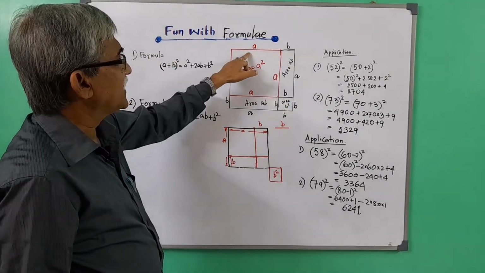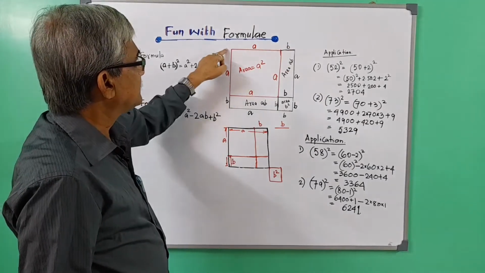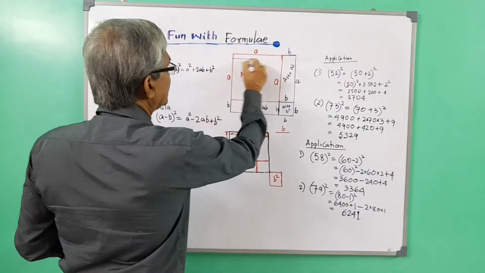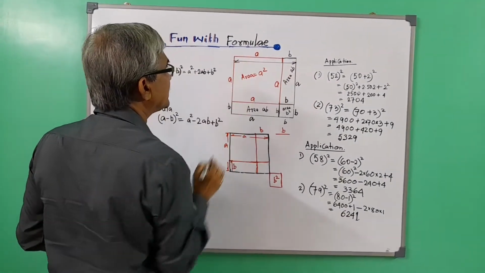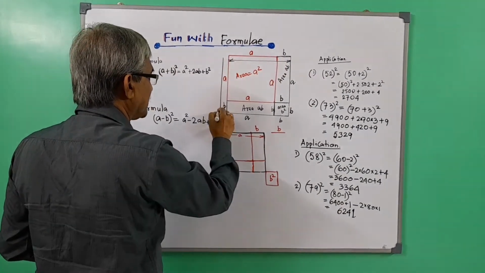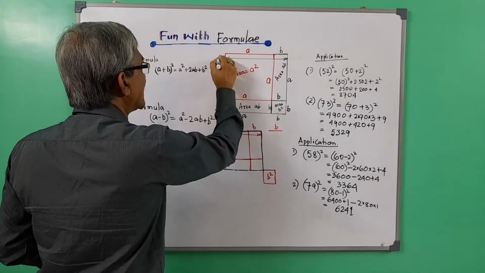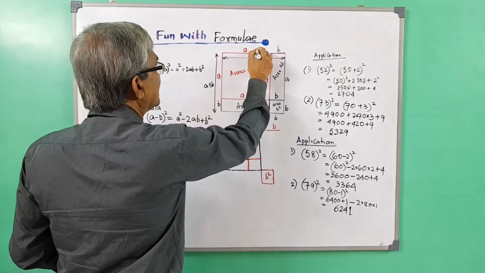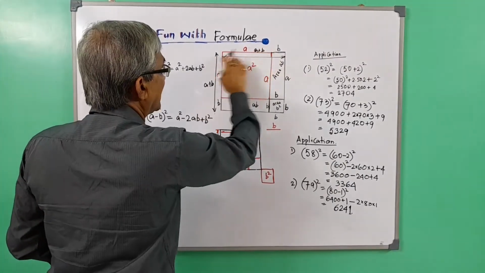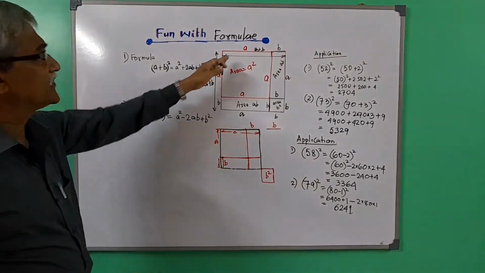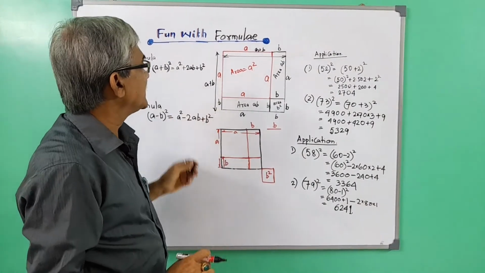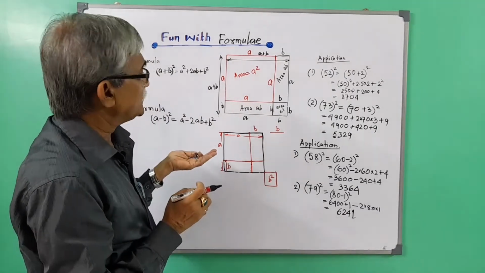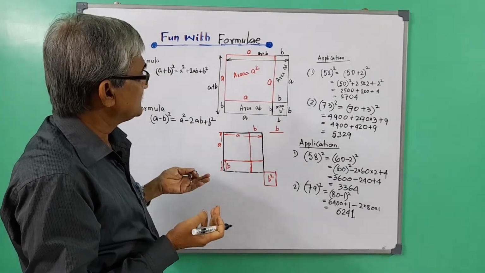So if I put a plus b, it becomes this area. This is the length a plus b. So (a plus b) whole square means the area of the square of side a plus b. That is the real meaning of (a plus b) whole square in the geometric method, or in geometrical valuation.